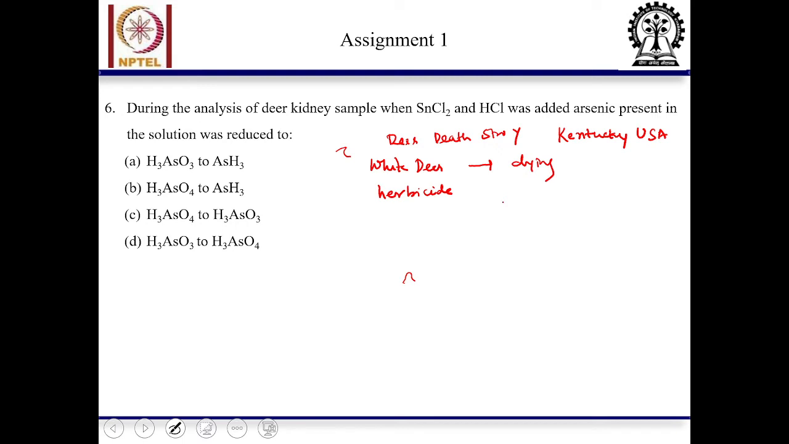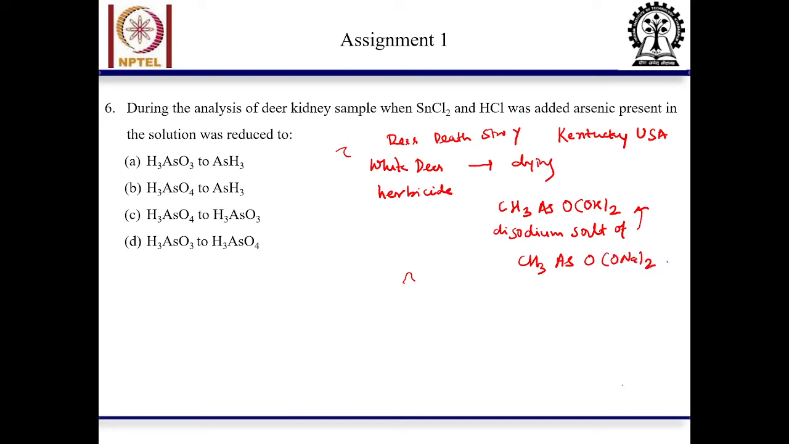So first, what is the herbicide they were using? At that time it was a CH3AsO3 derivative. The disodium salt of this herbicide people were using. This is CH3AsO3Na2. So here basically the reason is arsenic poisoning, which I will discuss one by one. So what they did, they took the kidney tissue of this dead deer.